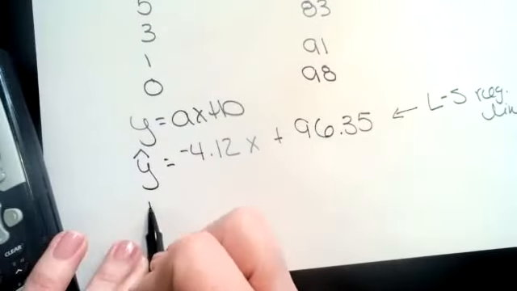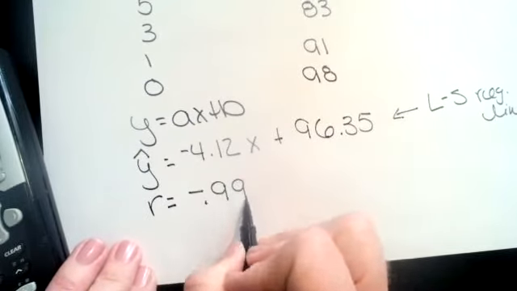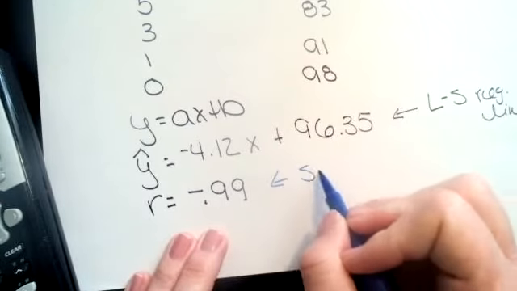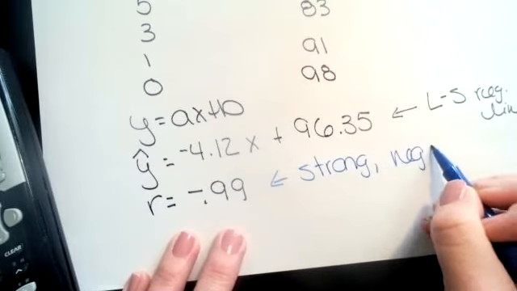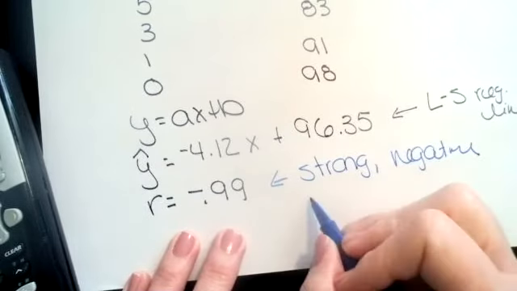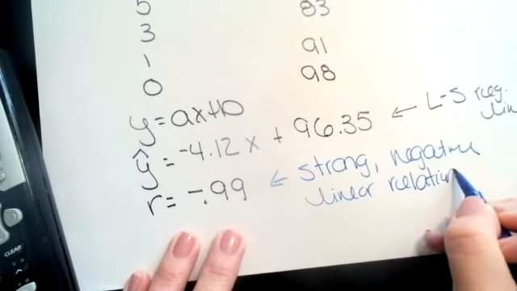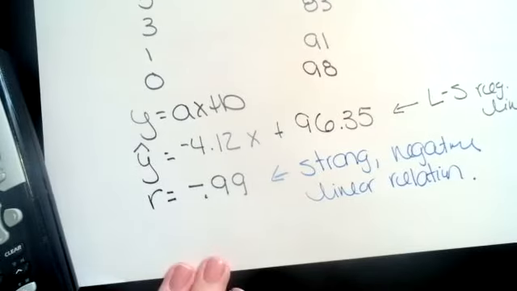Now I'm going to make a note of R, which is from last class, and we got negative 0.99. That is so close to -1. This means that I have a very strong negative linear relationship. Right? So just looking at this, I have a strong negative linear relation between x and y.